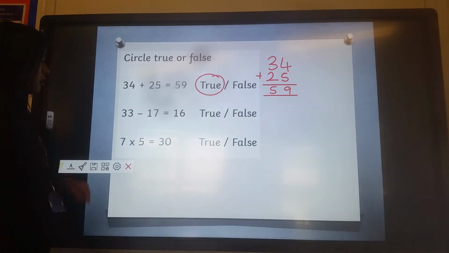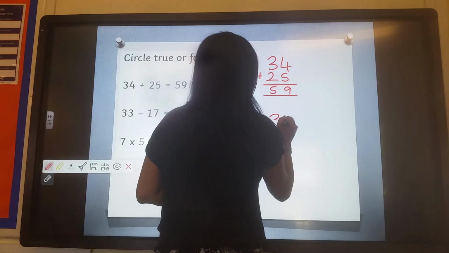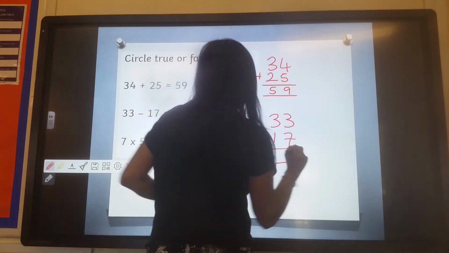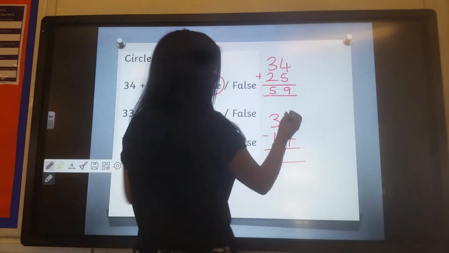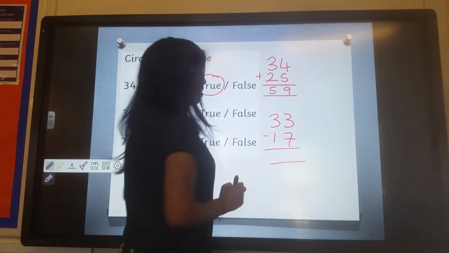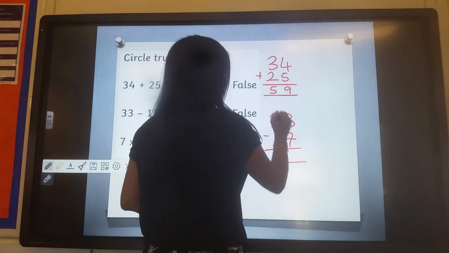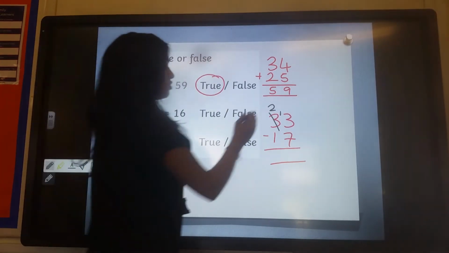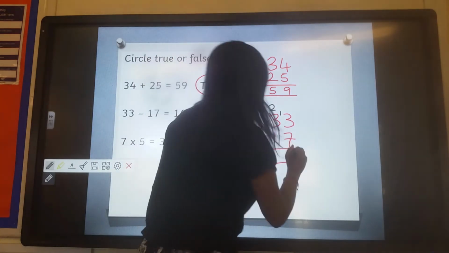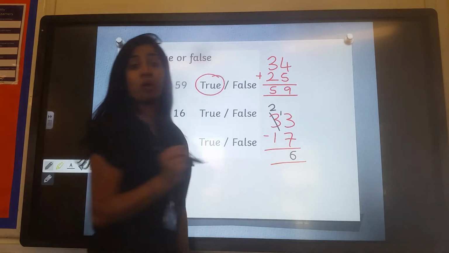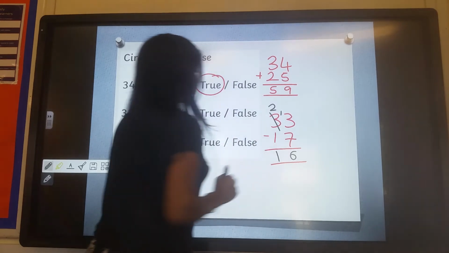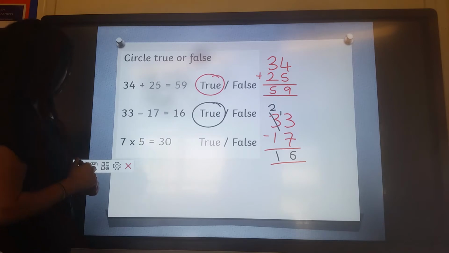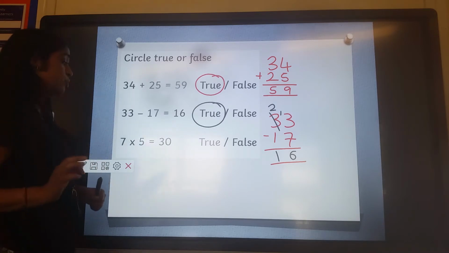Next question. 33 minus 17. So I need to do 3 minus 7, which I'm not going to be able to do. So I need to go to the tens column. That becomes a 2. That becomes a 1. So that's 13. So 13 minus 7 is 6, and 2 minus 1 is 1. So the answer is 16. That is true.